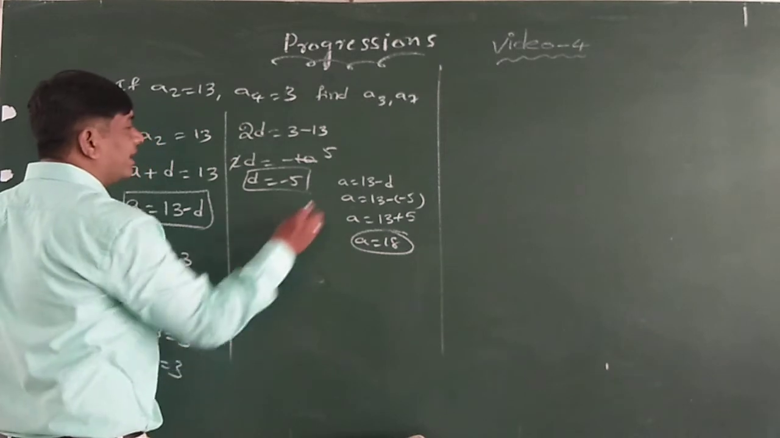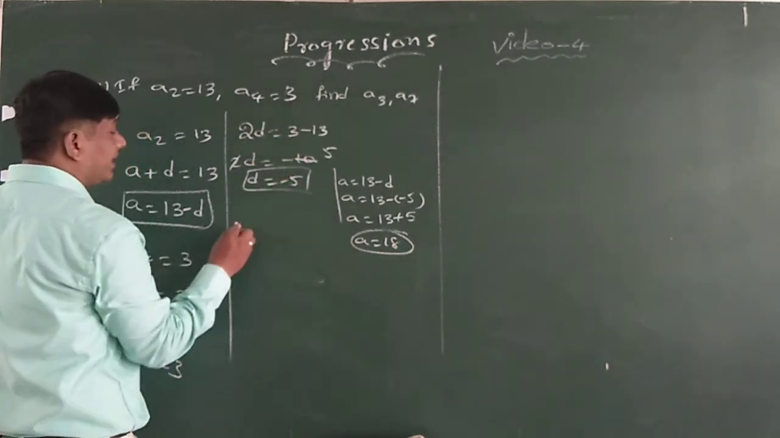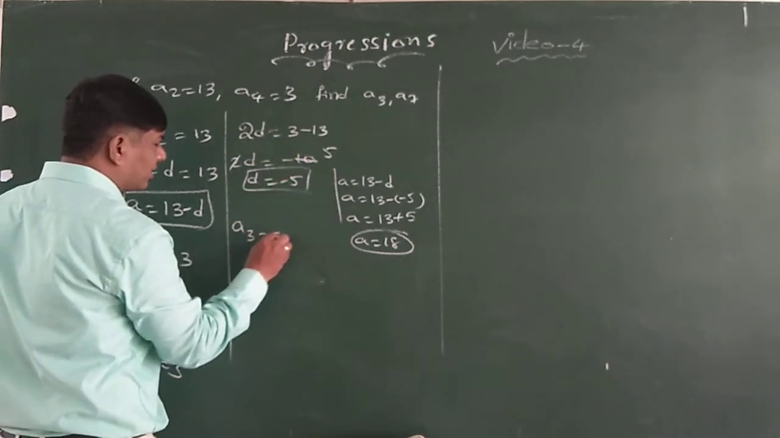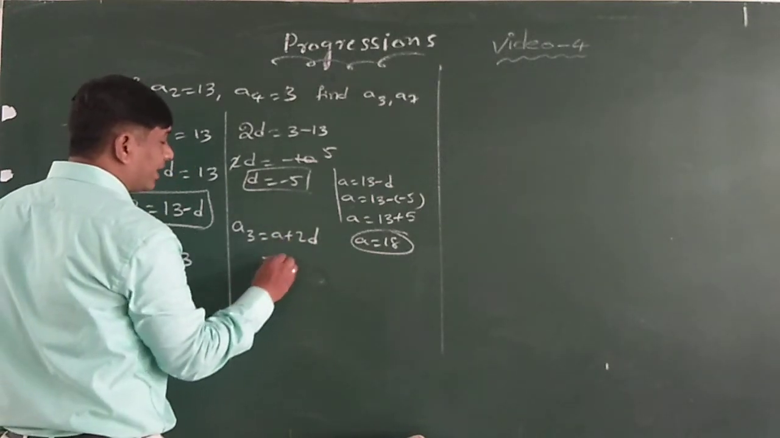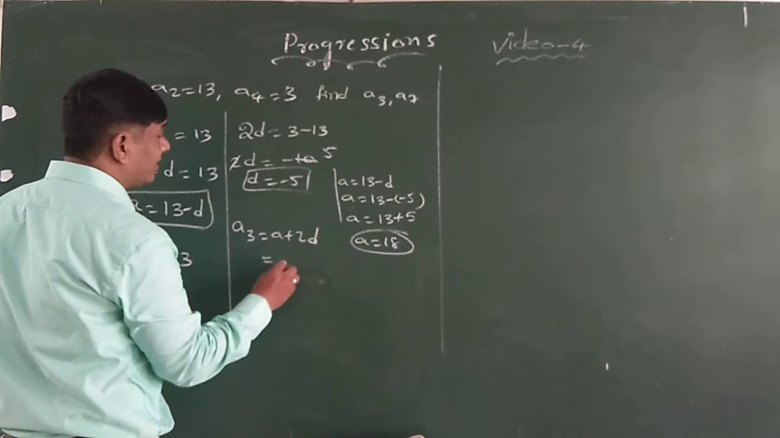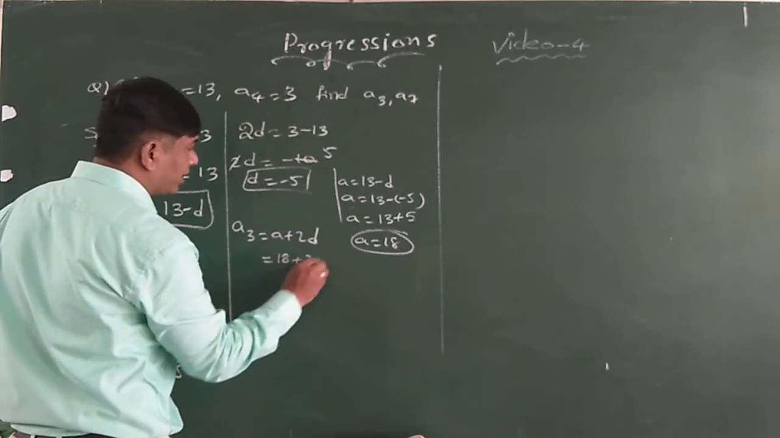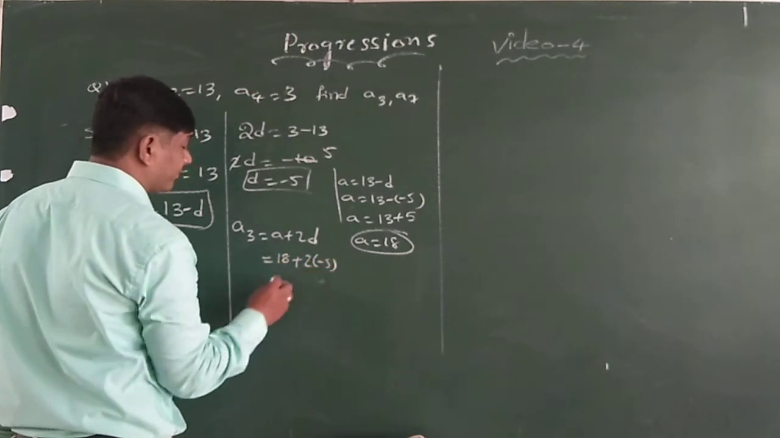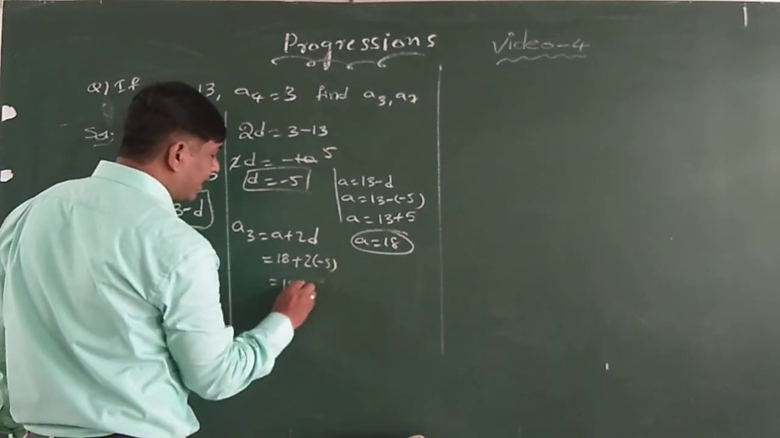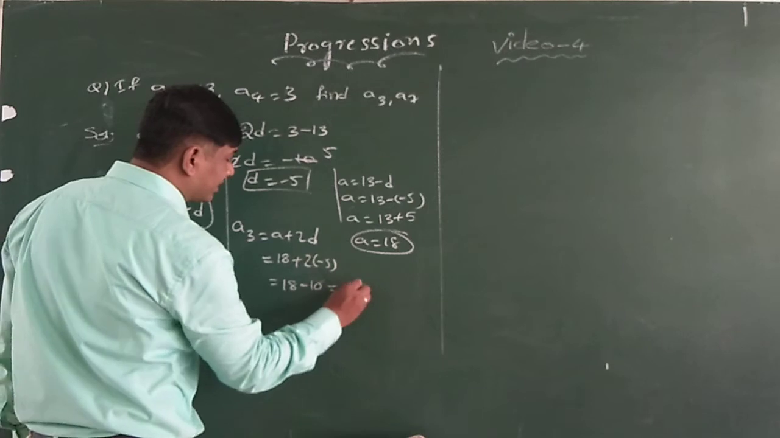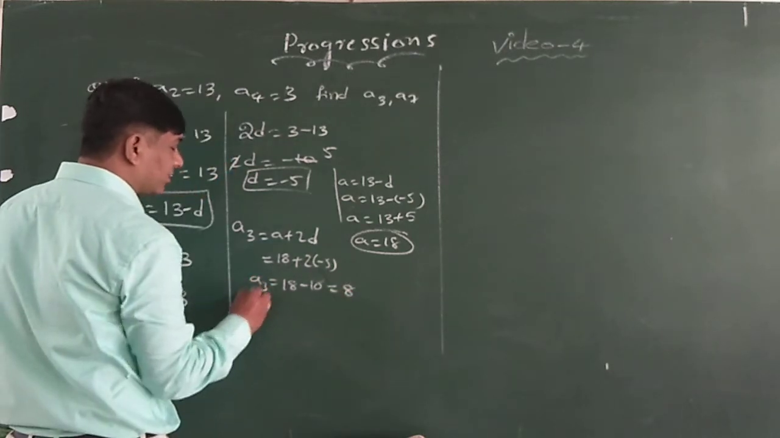Now what do we require here? A3. A3 is equal to A plus 2D. What is the A value here? 18, plus 2 into the D value, which is minus 5. That is equal to 18 minus 10, which is equal to 8. A3 is equal to 8.